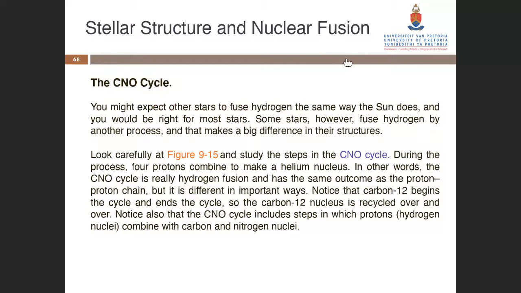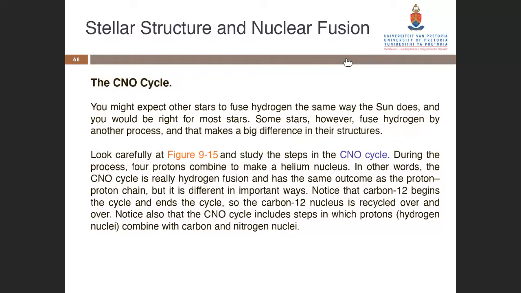The CNO cycle. This is also a good question for tests and exams. You might expect other stars to fuse hydrogen the same way the sun does, and you would be right for most stars. Some stars, however, fuse hydrogen by another process, and that makes a big difference in their structures. So look carefully at figure 9.15, we can look at the next slide, and study the steps in the CNO cycle. During the process, 4 protons combine to make a helium nucleus. In other words, the CNO cycle is really hydrogen fusion and has the same outcome as the proton-proton chain, but it's different in important ways.